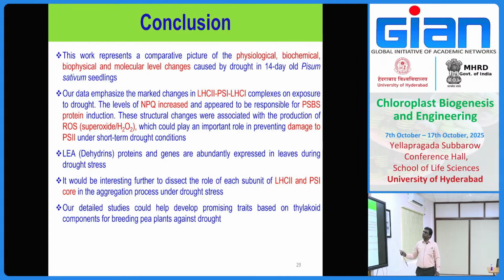To conclude this objective, you can see that in all these biochemical and biophysical measurements, NPQ is induced, and some specific proteins are getting overexpressed, such as the LEA and dehydrin proteins, while some of the light harvesting photosystem 2 and photosystem 1 proteins get aggregated under drought stress. So, yeah.